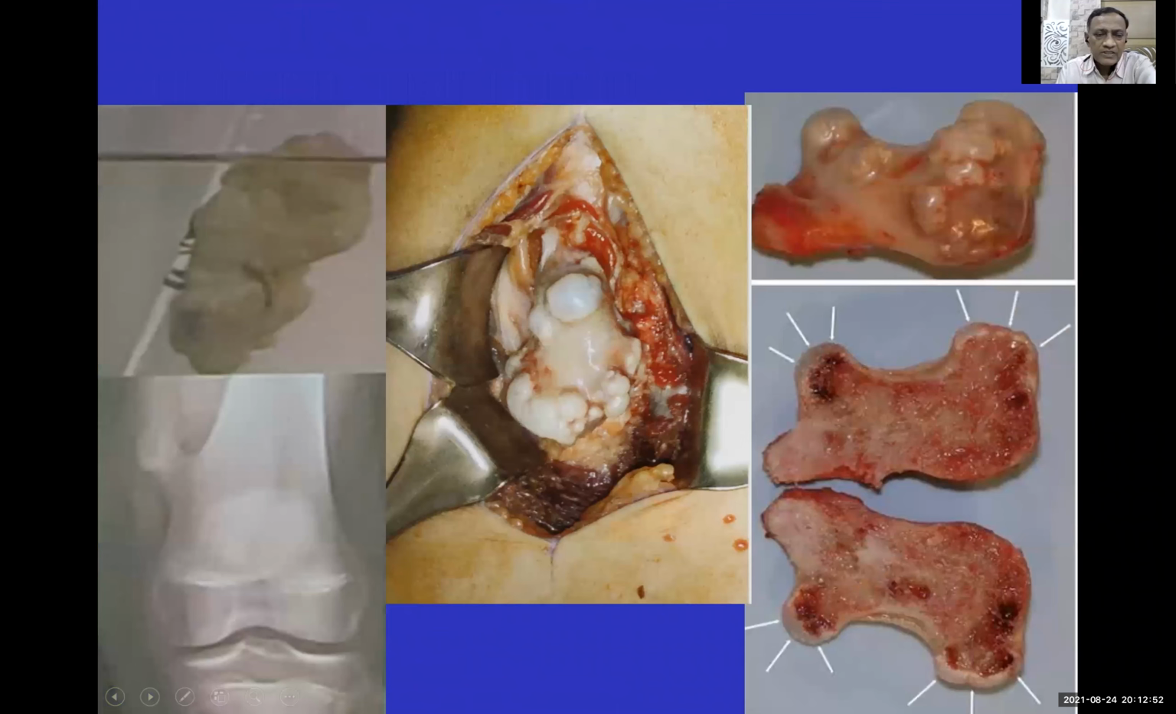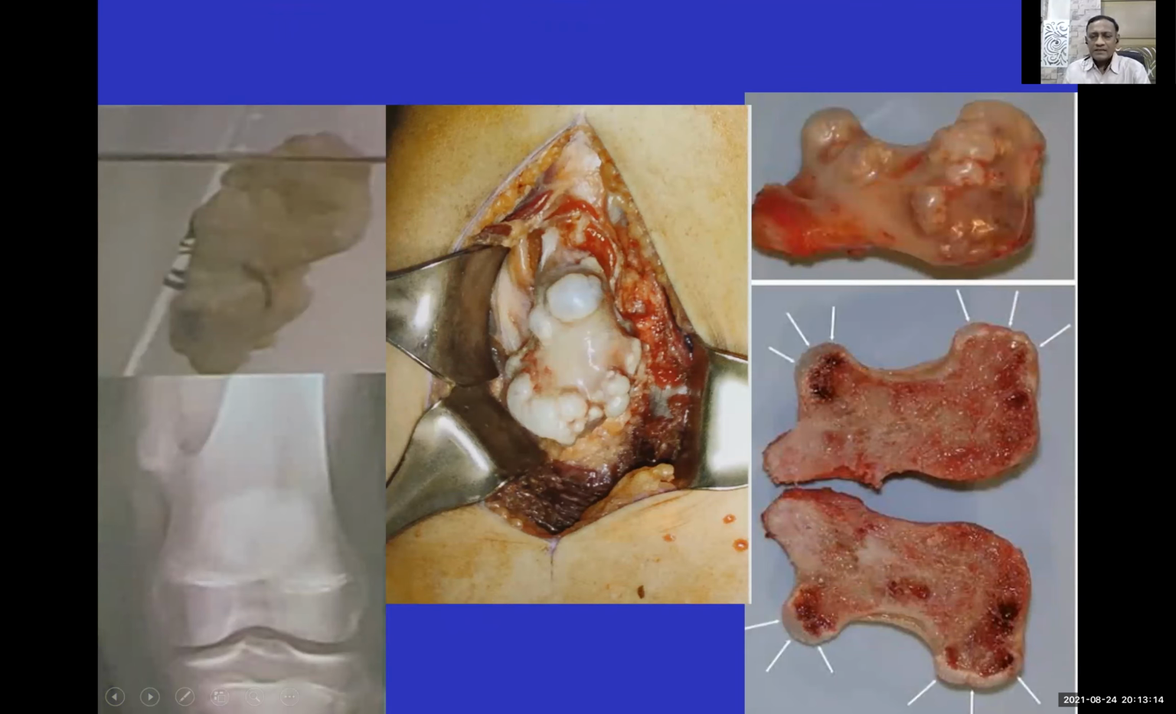This is another specimen of the osteochondroma. This is the radiological picture. This is the pedunculated type of osteochondroma. This is the intraoperative picture showing the bluish white, lobulated tumor. This is the excised tumor, which shows the cartilaginous cap as well as the osseous element.